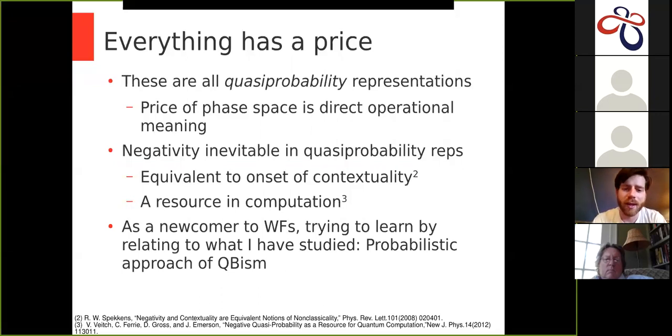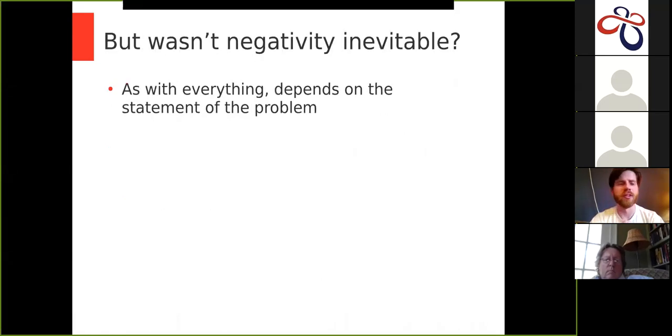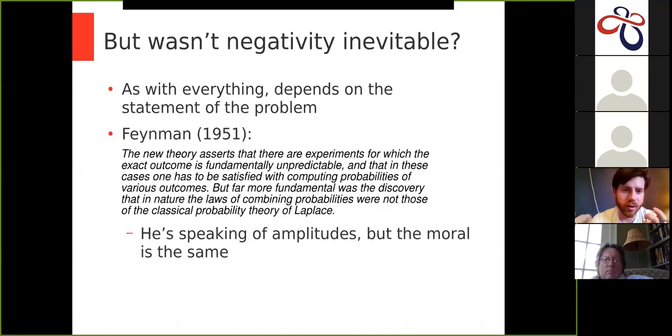Basically, as a newcomer to Wigner functions, I'm trying to learn by relating to what I've studied, which is the probabilistic approach to quantum theory, QBism. So immediately you see a friction, because I just told you that negativity was inevitable. But as with everything, a statement like that depends on what kind of problem you're talking about.